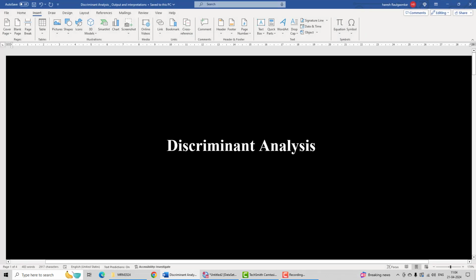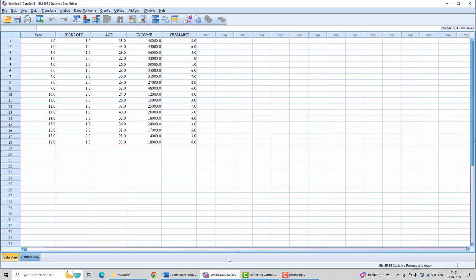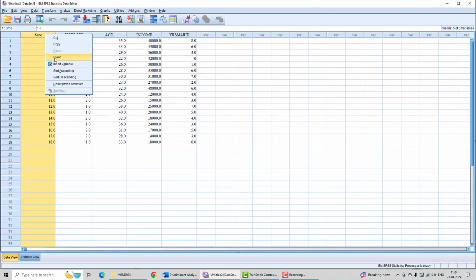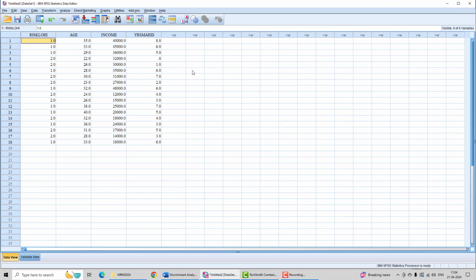Dear students, in this session we are going to study discriminant analysis. For this, let us first look at our data. So this is our data, which is a data from a bank which wants to give credit cards to the customers.